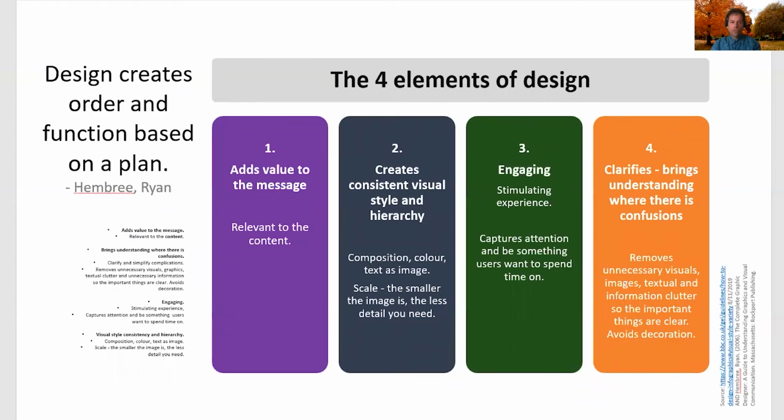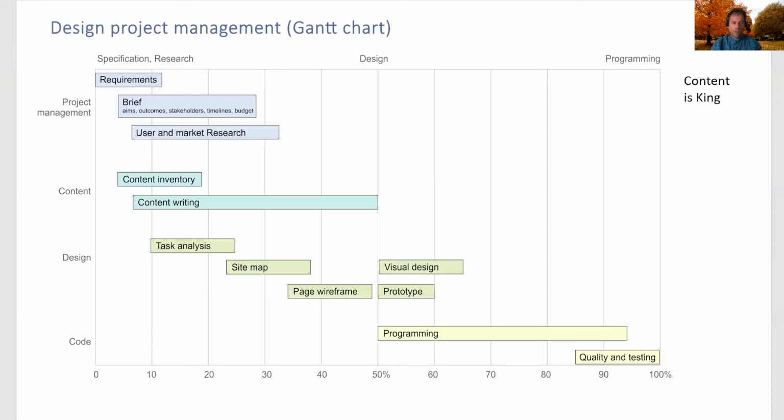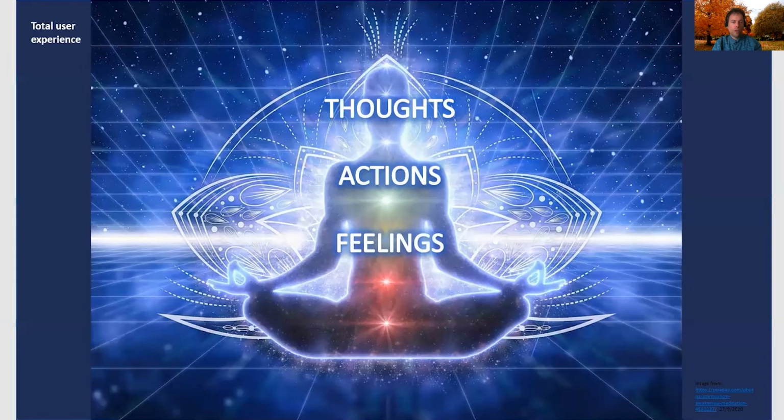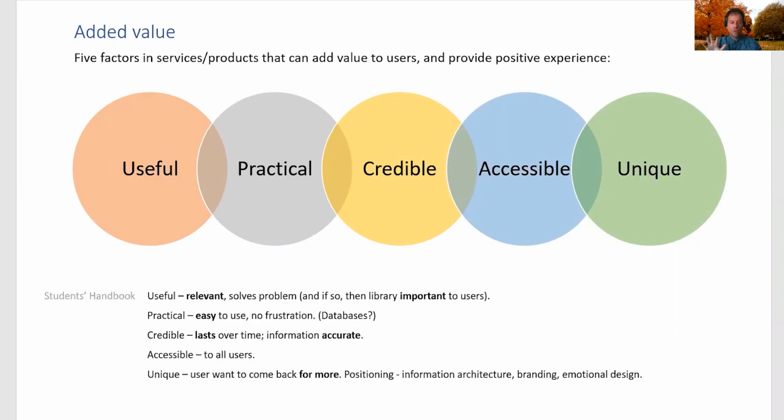Let's look at the 6 steps for successful design of UX and user-centered research. I will introduce you to the elements of design, the process, why it is important to understand what users are thinking, doing, and feeling. We will talk about the total user experience. I will show you the 5 factors that will help you add value to your service, to your product implementation.